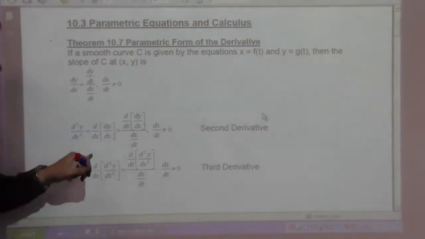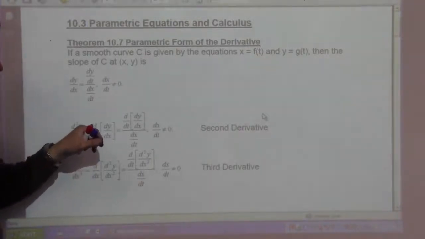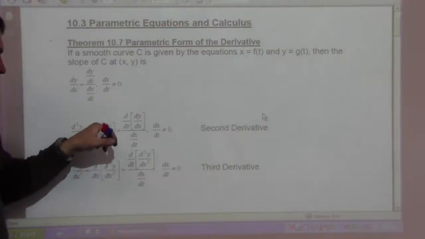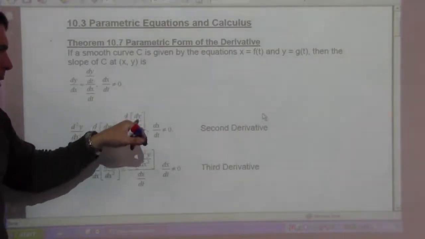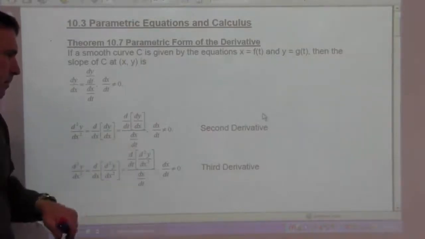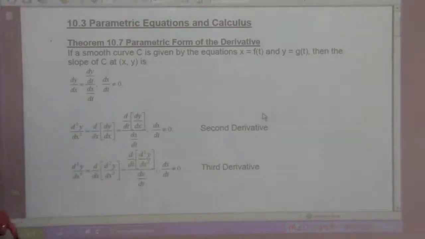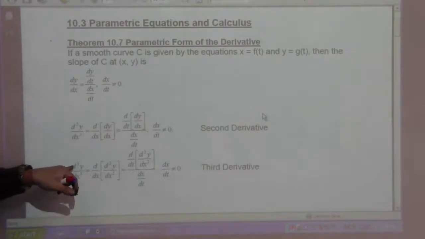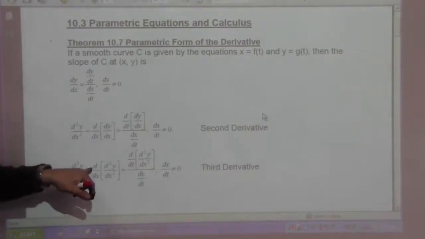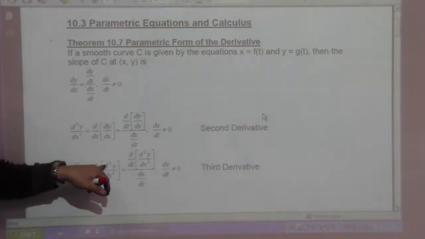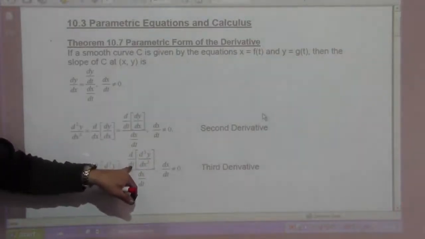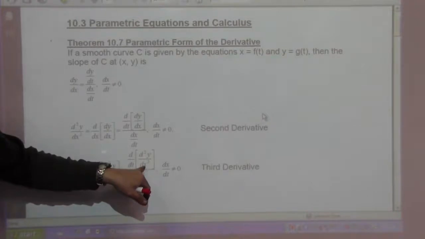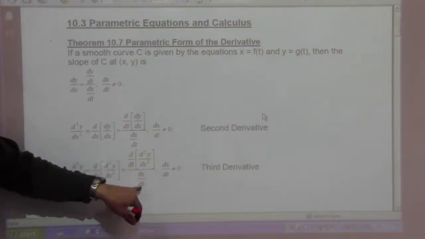Our second derivative is going to be the derivative with respect to x of dy/dx, which would be the derivative with respect to t of dy/dx over dx/dt. Again, as long as dx/dt is not 0. And our third derivative with respect to x is d/dx of the second derivative of this result, which would be the derivative with respect to t of the second derivative of y with respect to x over dx/dt.